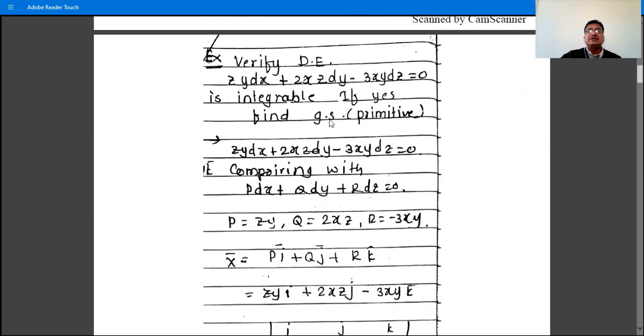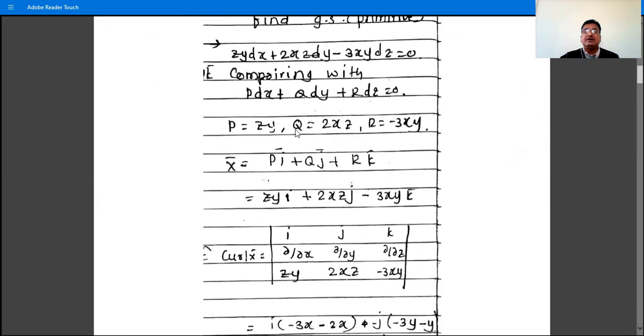So next example: verify whether this differential equation is integrable. If yes, then find its general solution or find its primitives. So the given differential equation is this. Compare with P dx + Q dy + R dz = 0. Therefore P is zy, Q is 2xz and R is −3xy.